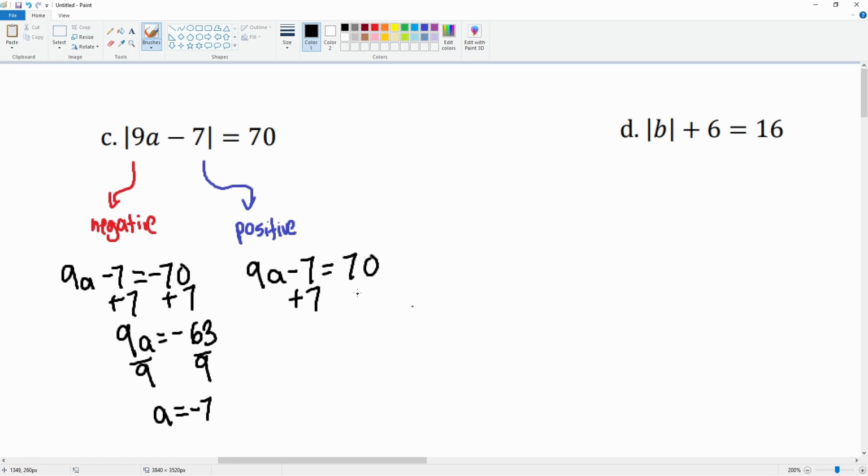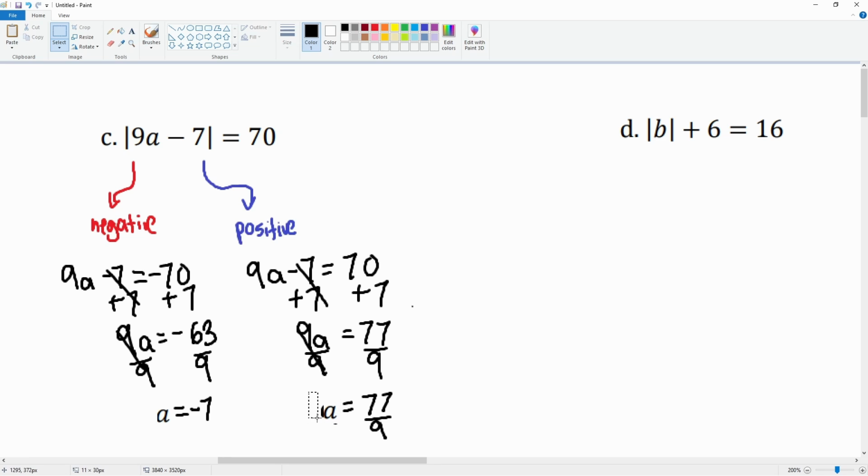Okay, add 7 to both sides. You get 9a is equal to 77. Divide by 9, divide by 9. You get a is equal to 77 over 9. All right, so your answer is a equals negative 7, and a is equal to 77 over 9. Let me copy this so you can see I'm referring to the letter a here, and here I'm also referring to the letter a.